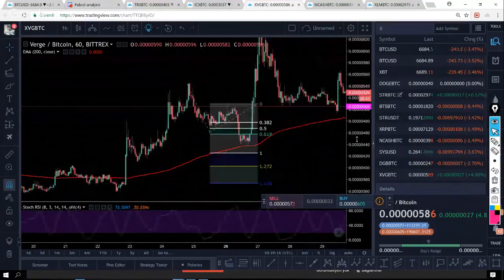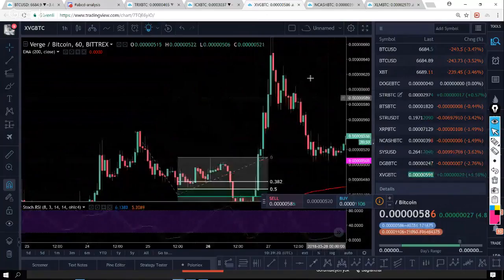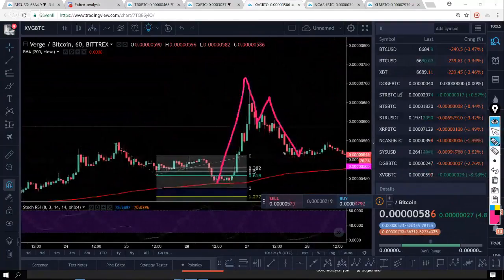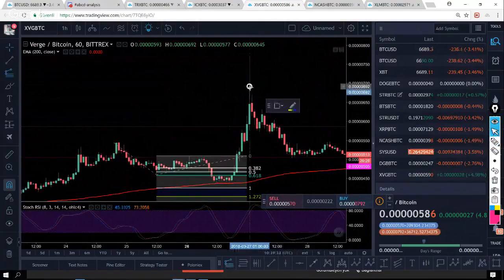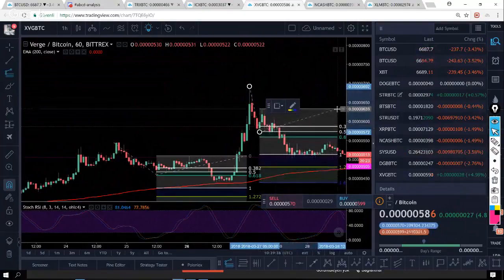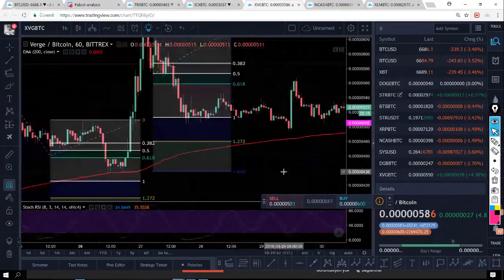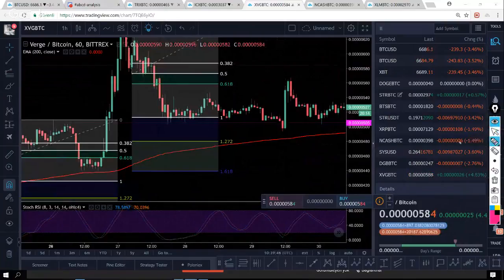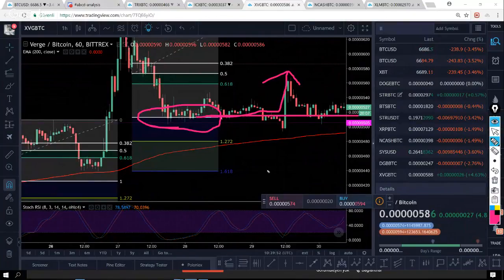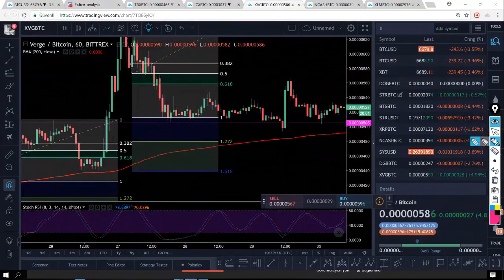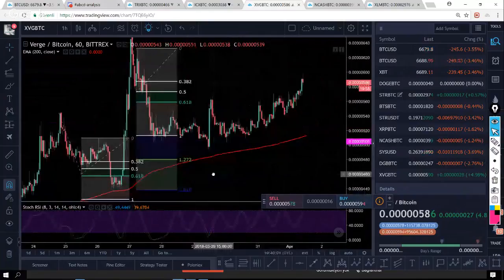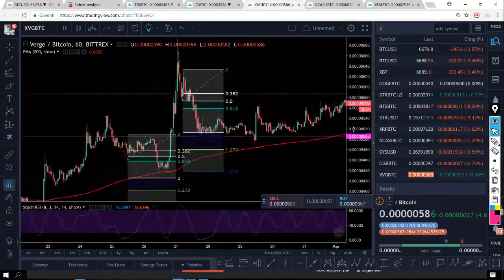Then here is a big impulse, then A, B, C, or not. We will check it. Here is a tool, A, B, C. We buy from this zone and wait for the target in here. And here is my criteria being met. With this criteria, looks like a good trade, and Verge went up like this, just like my last call.